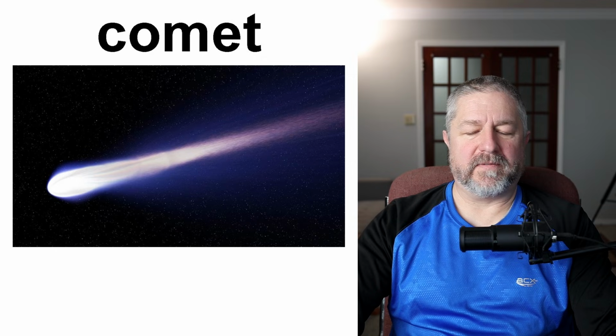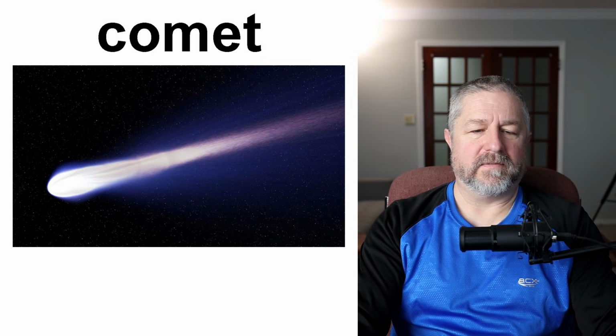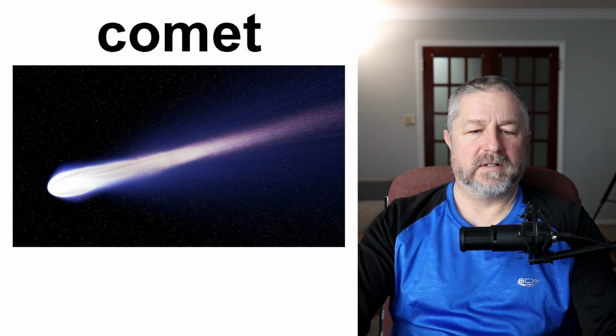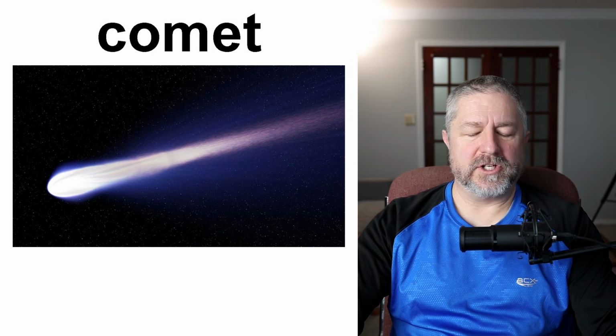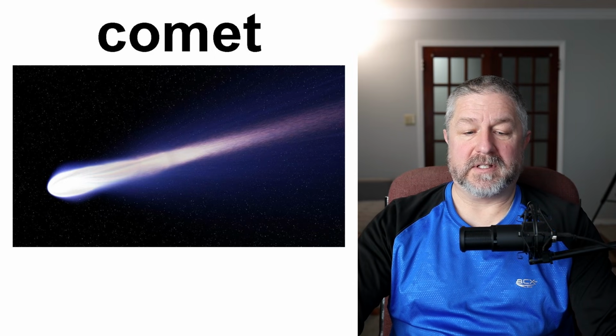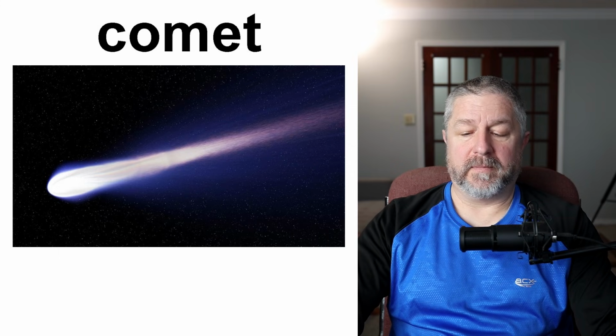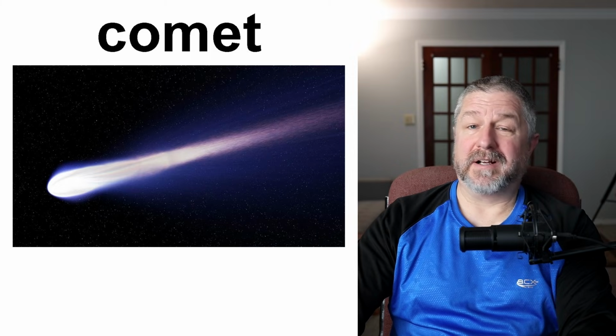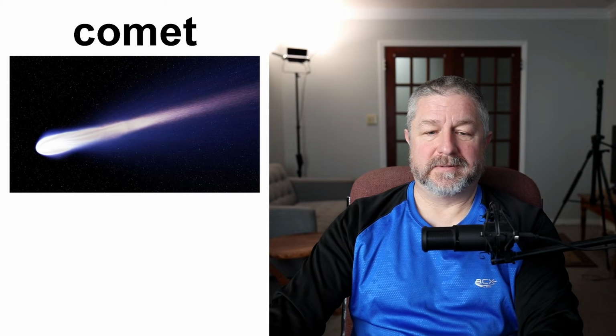Visible every 75 to 79 years. So, and then I'm going to get the official. So comets are large objects made of dust and ice that orbit the sun, best known for their long streaming tails. So dust and ice, there you go. Very cool. I don't remember if I've ever seen a comet. I don't think I have.